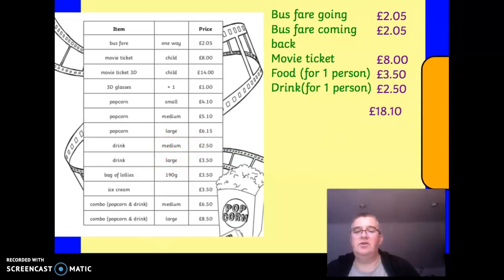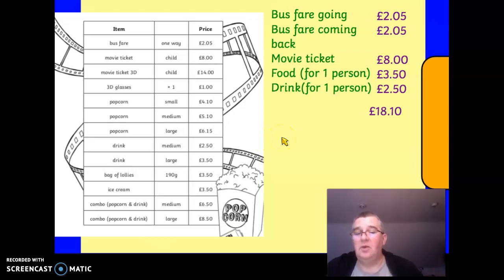So I chose the £3.50 ice cream because I like my ice cream. And I took a small drink at £2.50. Now that would be the medium-sized drink. To find out how much I spent in total, I need to add all these amounts together.